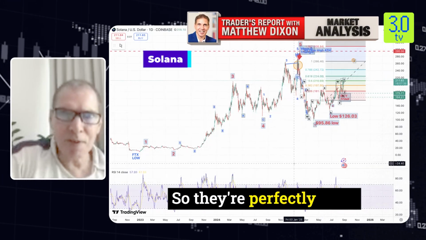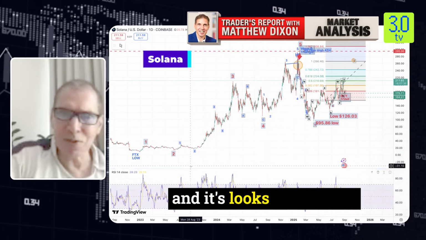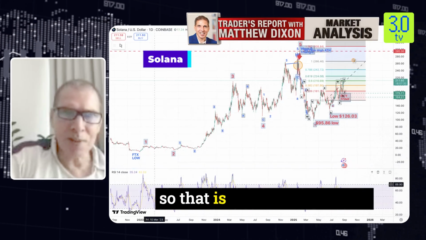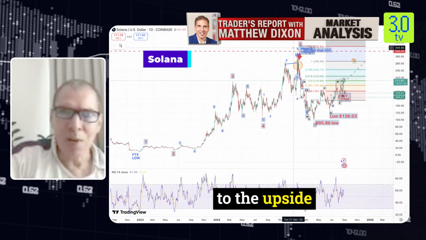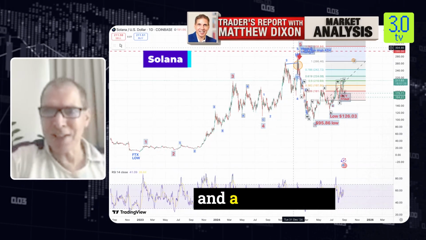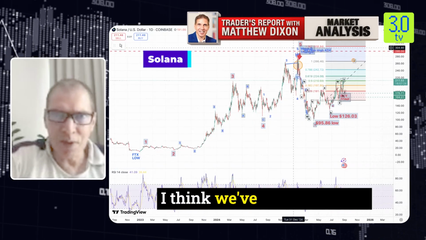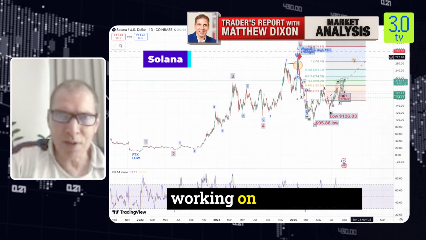So they're perfectly valid Elliott wave counts, and it looks really clear to me that we have a 5-wave move to the upside. So that is an impulsive cycle to the upside. We're now working on a correction, and a little bit like Pump.fun that we looked at, I think we've had corrective down. I think we're actually working on corrective up.